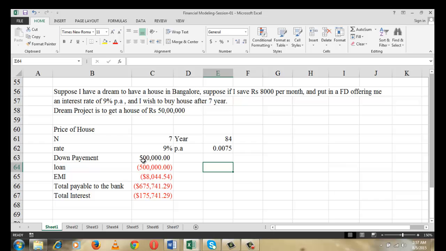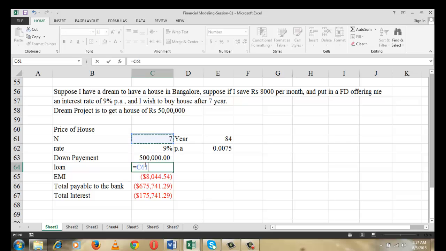Now this 5 lakh rupees was a down payment, and your loan was the price minus 5 lakh. Your EMI came around PMT, the rate of interest was this much, comma NPER is 84, comma PV is minus the present value of the loan, type 0.